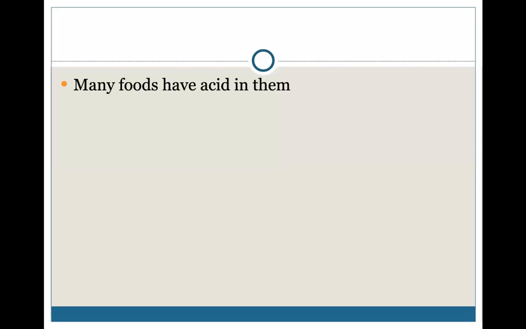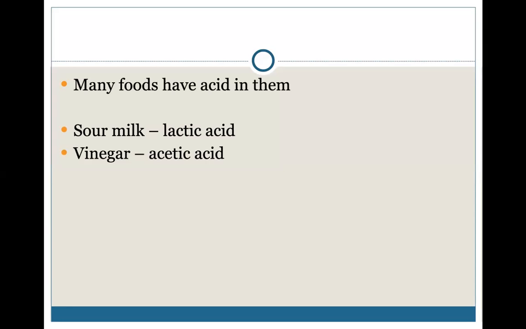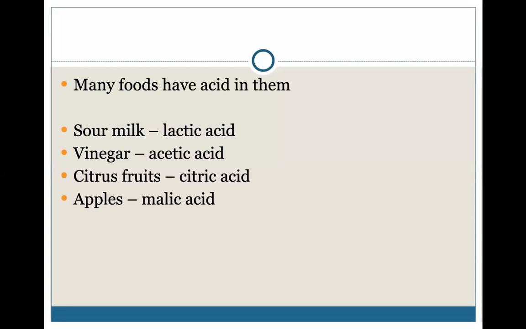So starting with acids. Now, a lot of foods have acids in them. For example, sour milk is lactic acid. Vinegar is acetic acid. Citrus fruits have citric acid. Apples contain malic acid, and grape juice contains tartaric acid. Now, if you think of what is common between all of these different foods, the one property you might think of is sour.